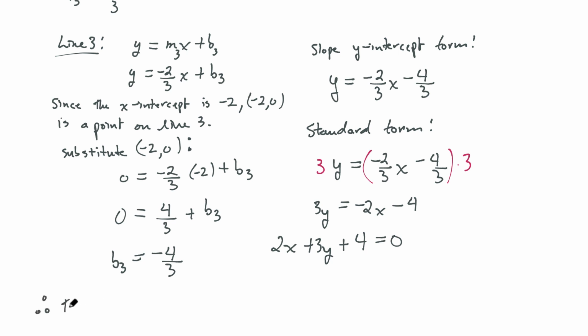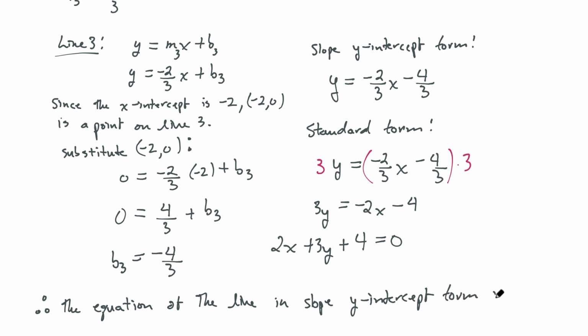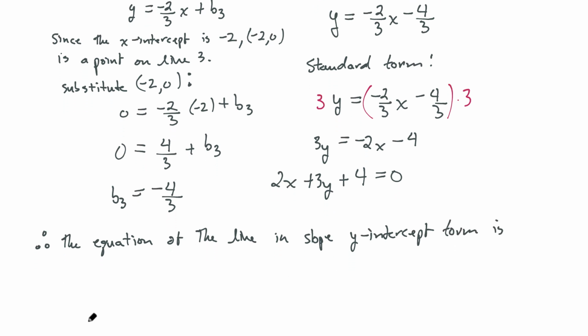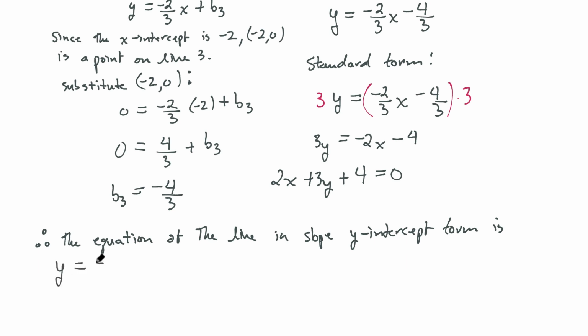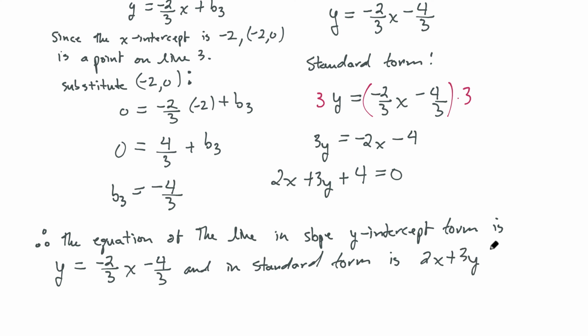So lastly, let's finish off with a statement. We have, therefore, the equation of the line in slope y-intercept form is y is equal to negative 2/3 x minus 4/3, and in standard form is 2x plus 3y plus 4 is equal to 0.